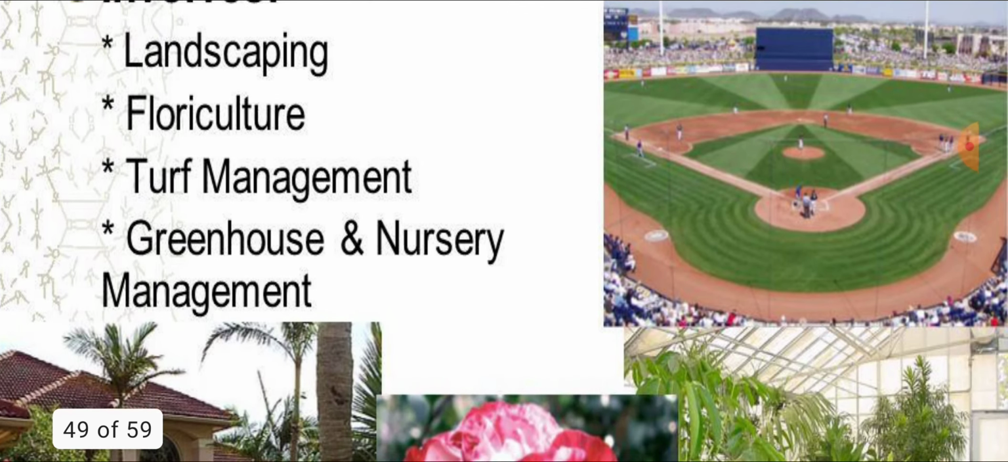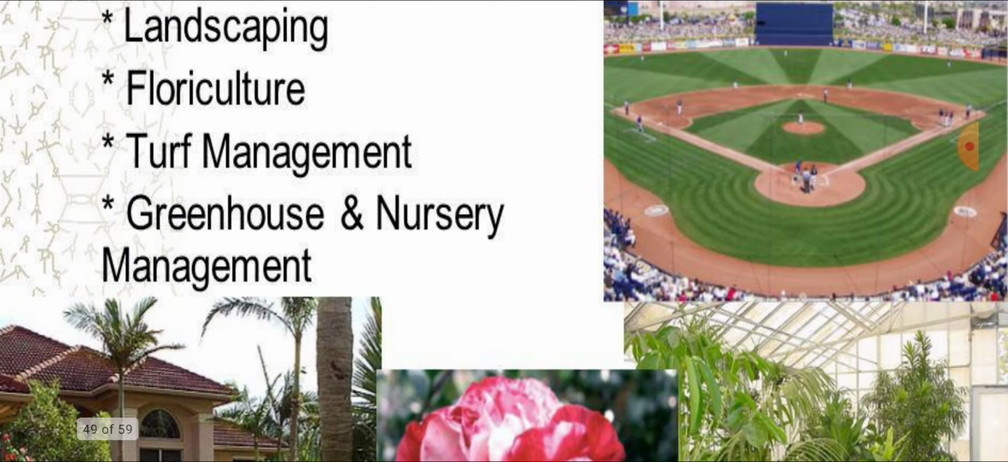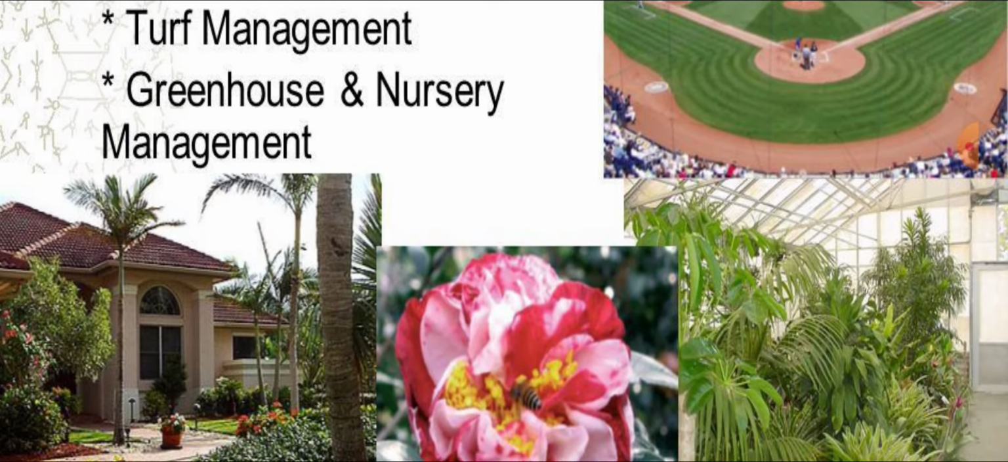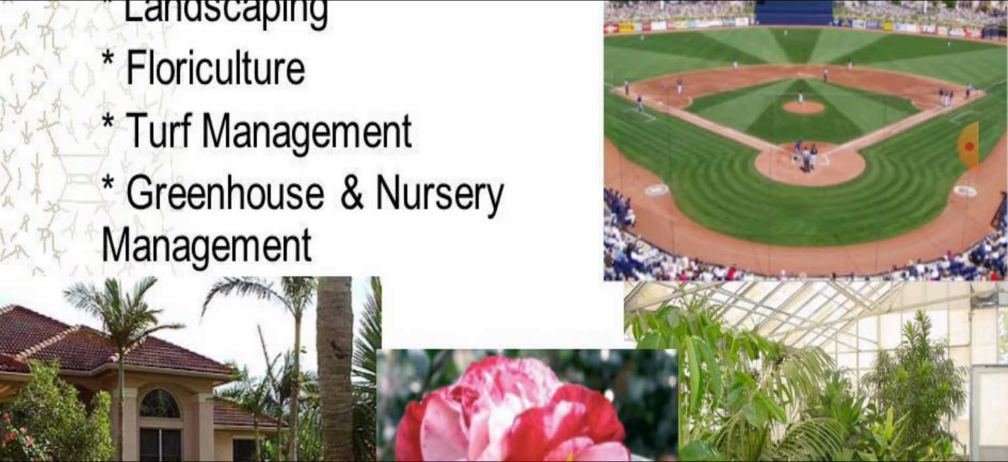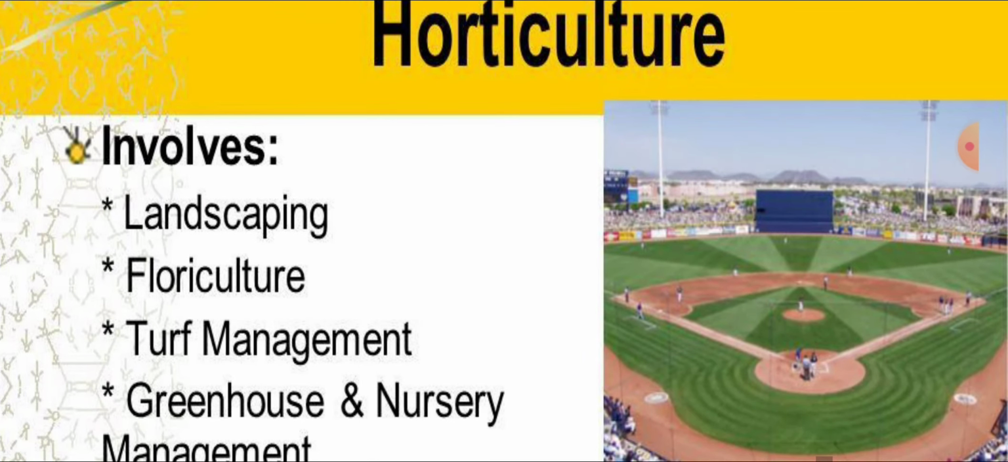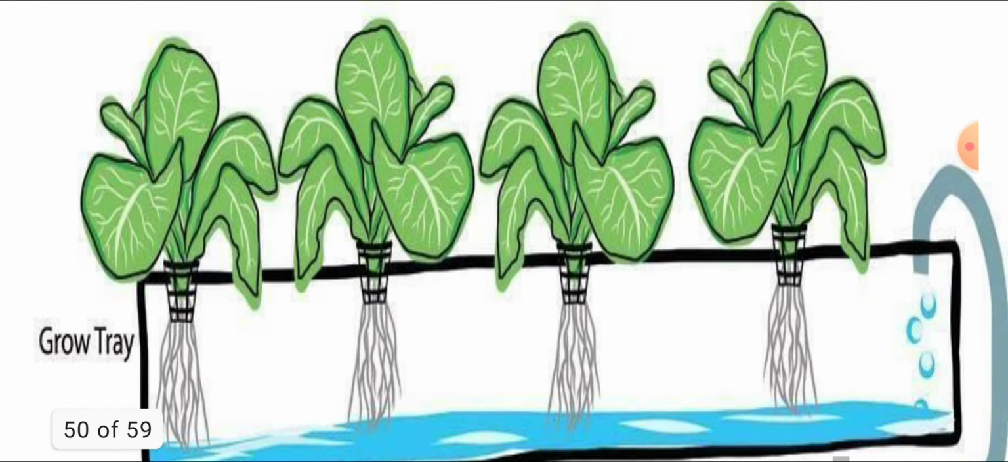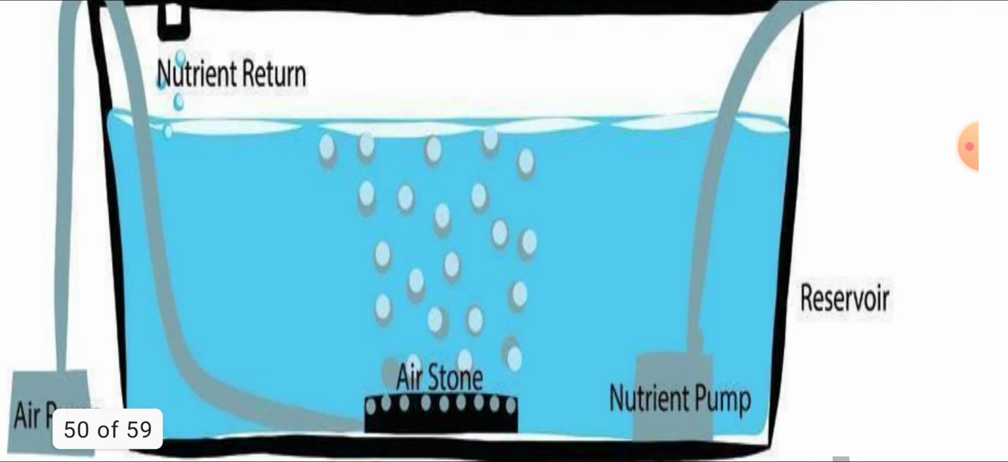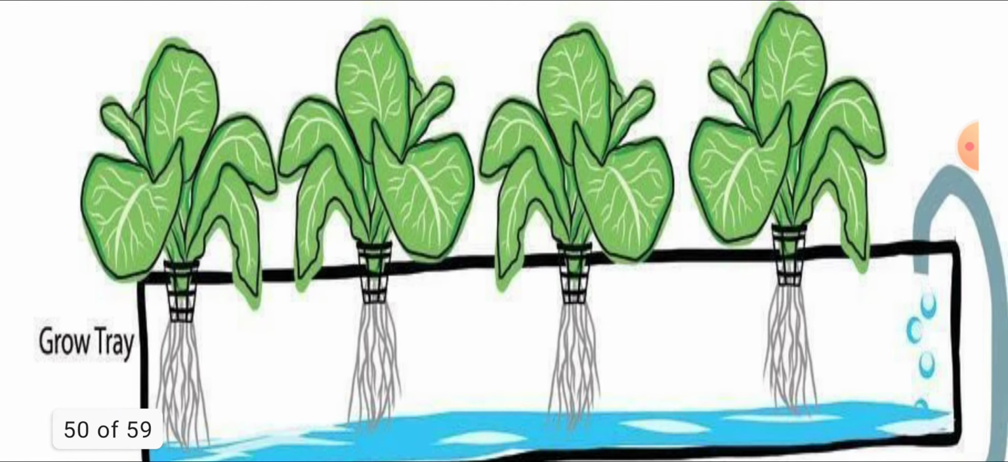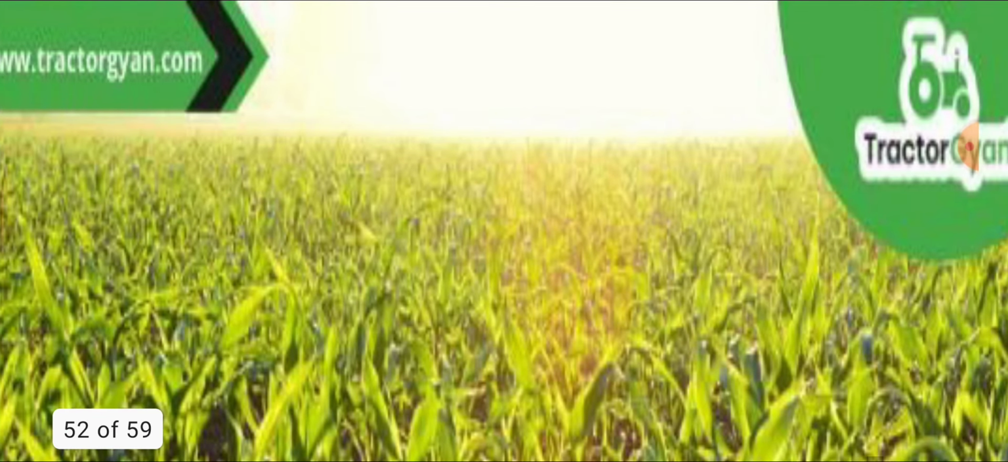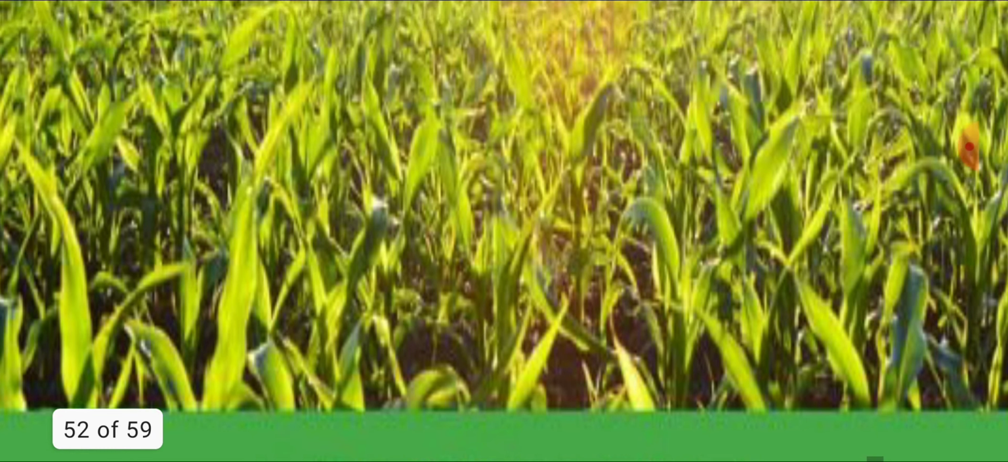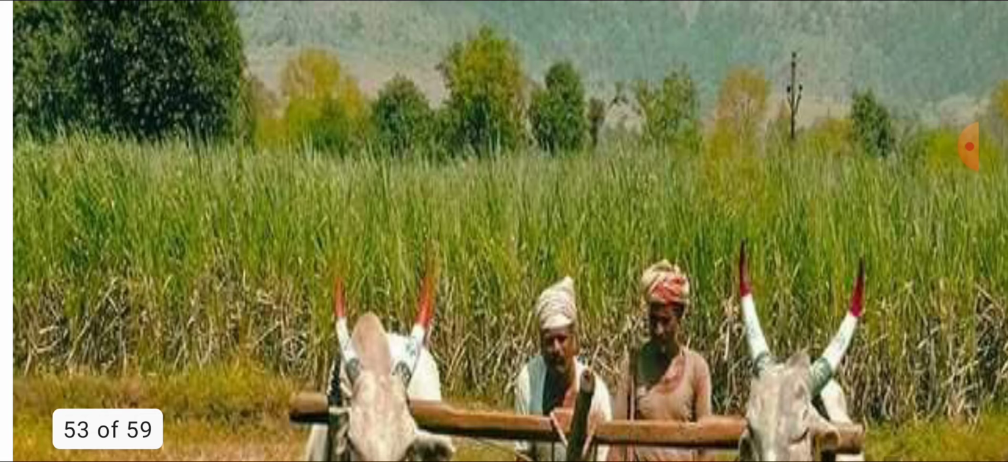horticulture. Horticulture involves landscaping, floriculture, turf management, greenhouse and nursery management. These are all the components that are concerned with horticulture. These are all with the crop production. And this is again the hydroponics technique, growing the plants in the water. You can see here in the walls we have grown, and this is the wheat variety or maize, high yielding.